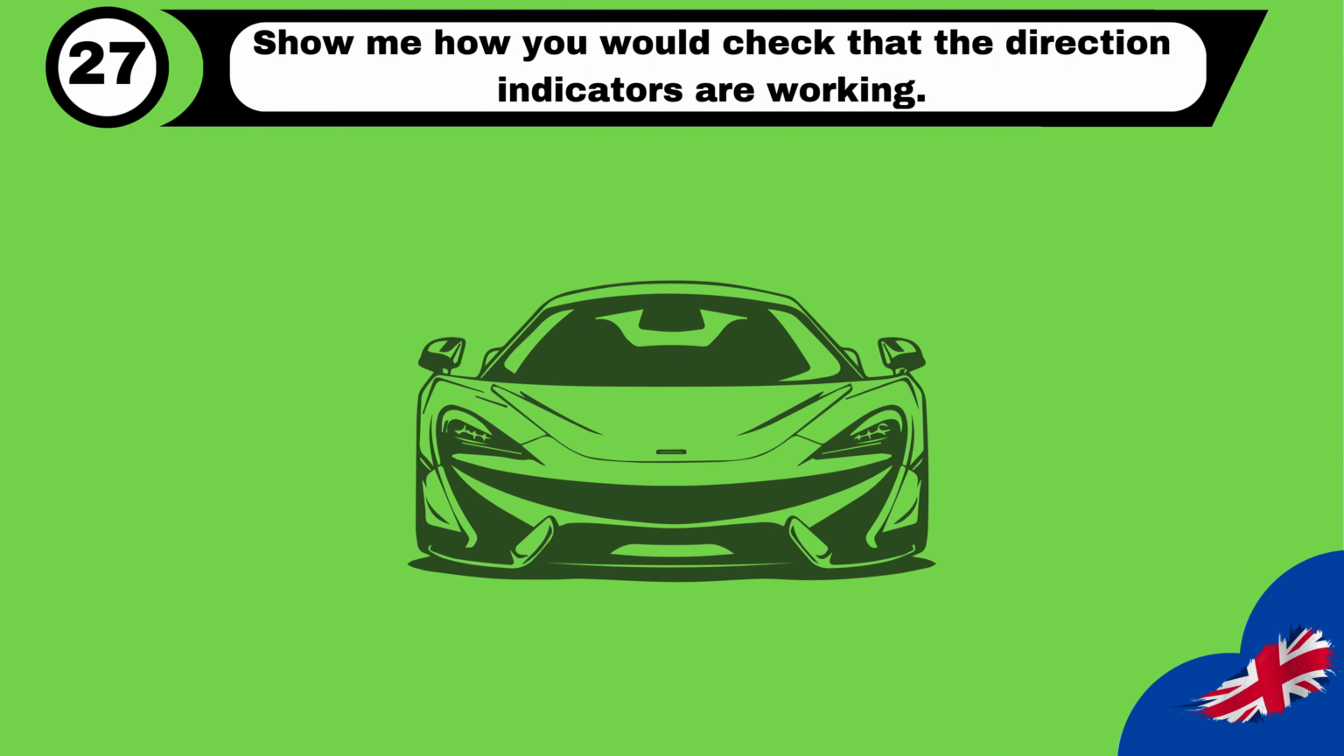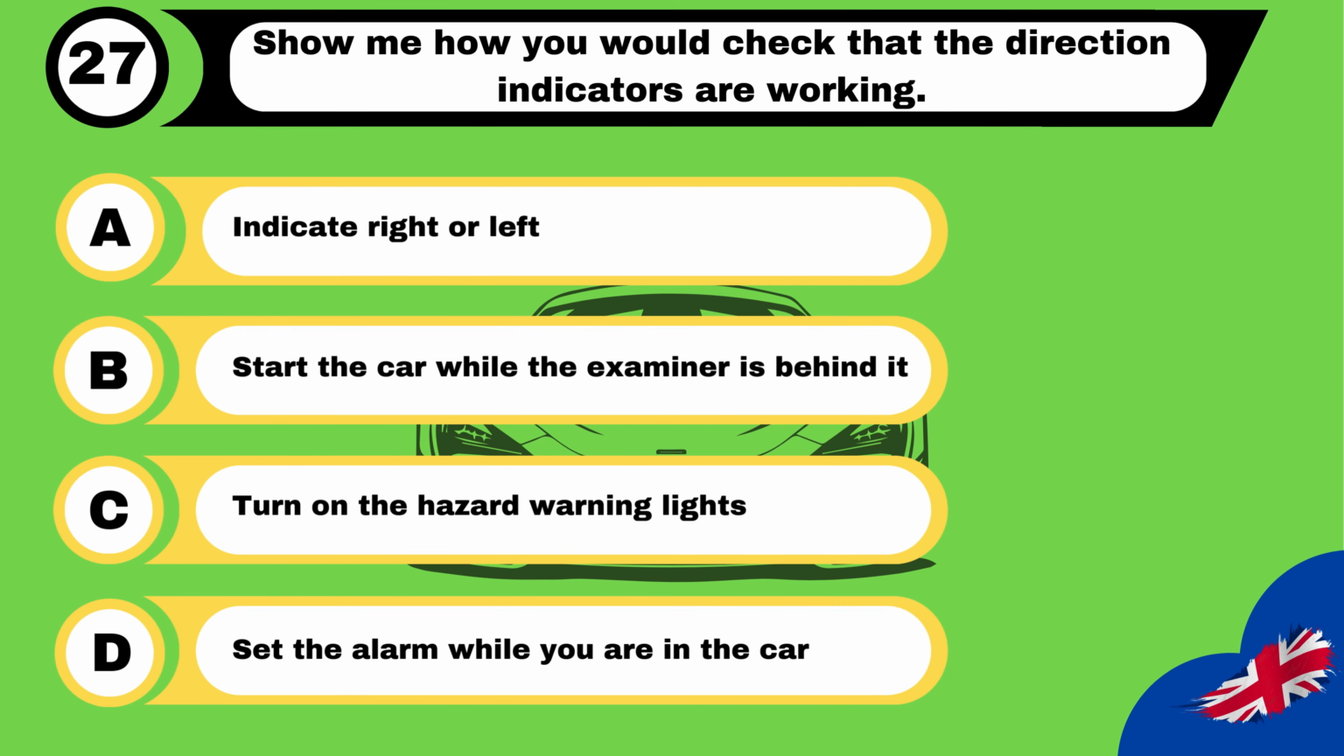Question 27. Show me how you would check that the direction indicators are working. A. Indicate right or left. B. Start the car while the examiner is behind it. C. Turn on the hazard warning lights. D. Set the alarm while you are in the car.